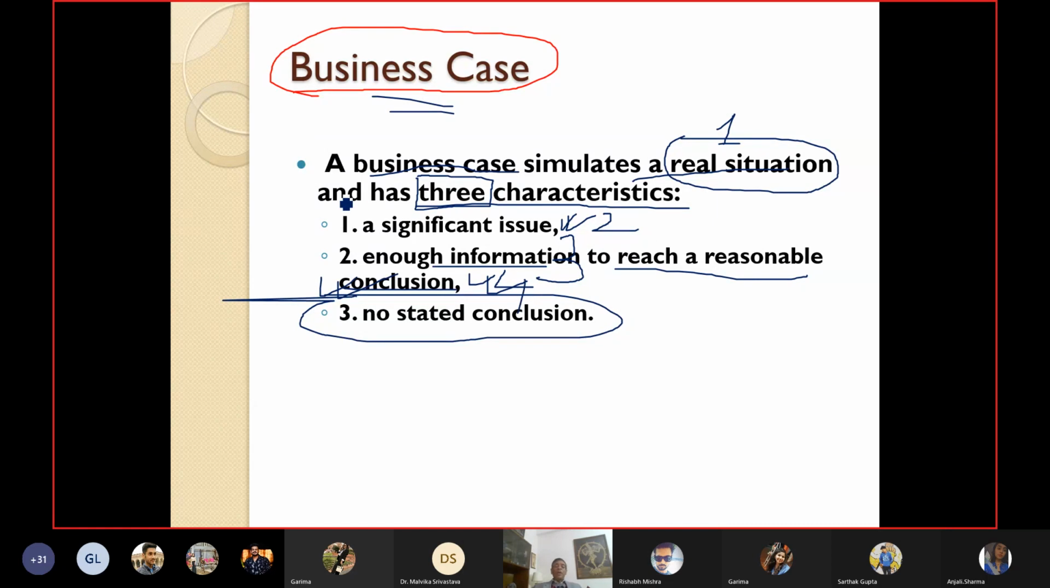So I've got a situation, I've got significant issues discussed in the case, and there is a lot of information in the case which helps me to derive conclusions. There is no stated conclusion, but a case automatically tells us where the company was headed. What were the intentions of the company? What did they manage to realize? And then we come to understand what emerges out of the case as a lesson.